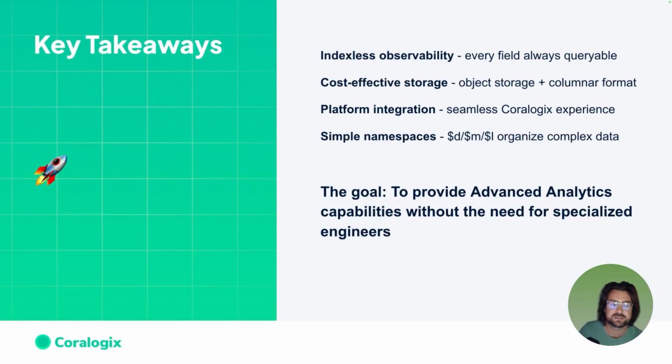So our key takeaways here: DataPrime's architecture delivers indexless observability. Every field is always queryable. Cost-effective storage, that object storage and columnar format. Our platform integration with Coralogix is seamless. We have very simple namespaces, $D, $M, and $L to organize our complex data. And really, our goal is to provide advanced analytics capabilities without the need for specialized data engineers. So you can write in an easy readable format from left to right, human readable format. And DataPrime under the hood takes care of all the performance.